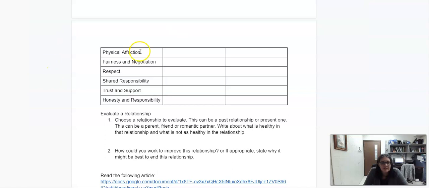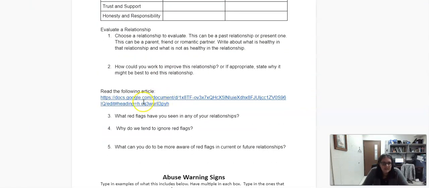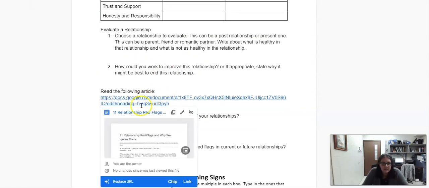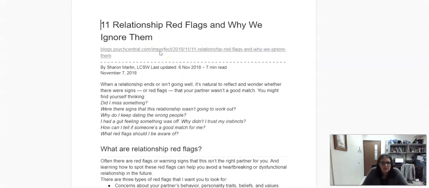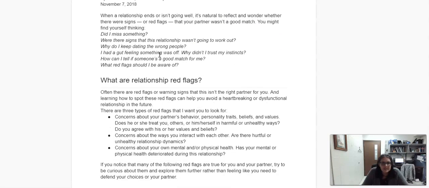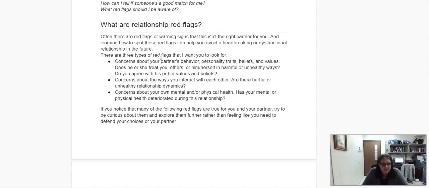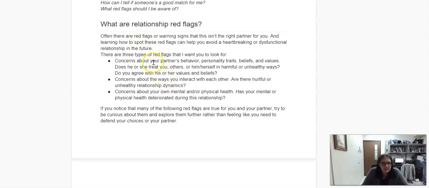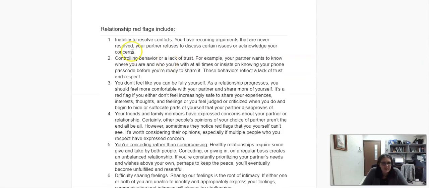But instead, I'm going to have you move on, and you're going to read the following article. It's linked in your assignment. And this is 11 relationship red flags. It's easy to talk about what might not be good, but it's better to find examples. So these are different things, and then how you might see them.